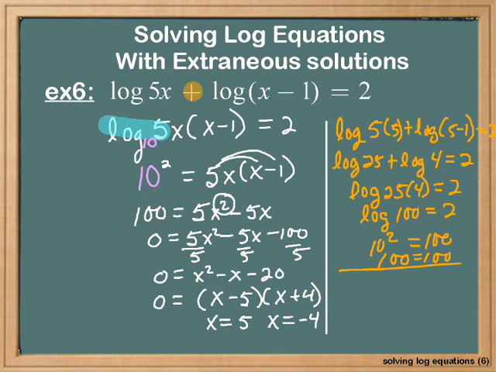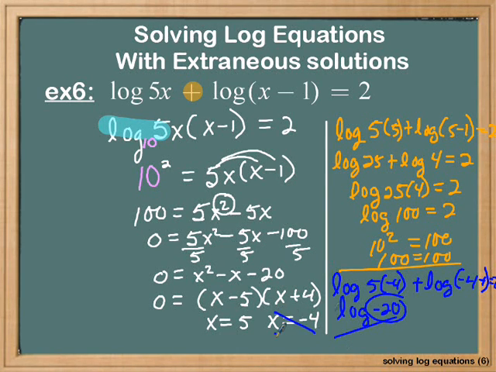The next one that I'm going to do is the negative 4. Log 5 times negative 4 plus log negative 4 minus 1. Does that equal 2? Well, right here, I know the problem is going to have to stop because that is a no solution right there. So I'm going to eliminate that x equals negative 4 because I got a negative for that number of the log. And so our final answer is that x equals 5.